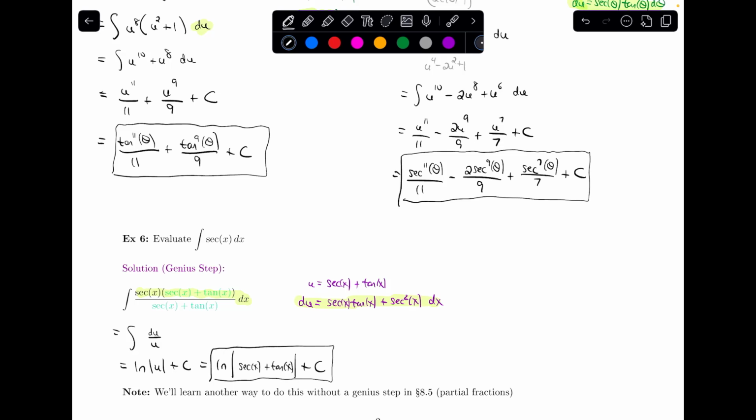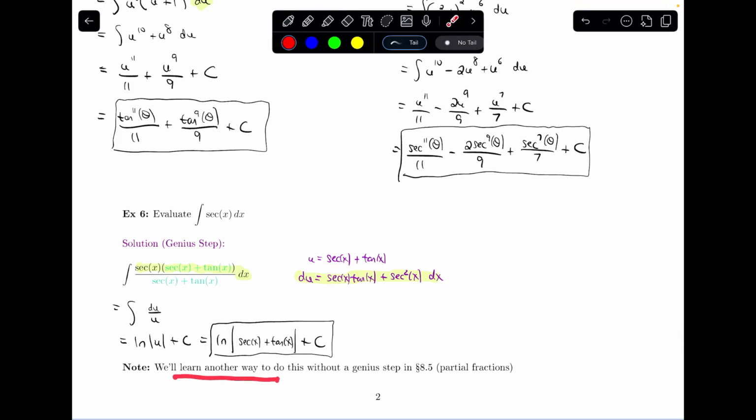Okay, so we will ultimately learn another way to do this that doesn't involve such a genius step. It involves, I think, kind of much more natural things that we might be able to reason out. It also involves a method that we'll learn later in our class called partial fractions. So we will work that out on the homework later in our course.